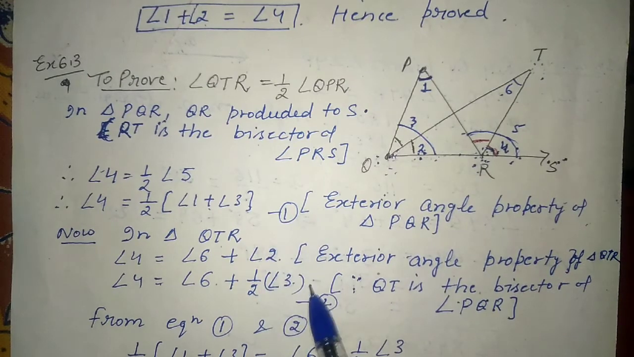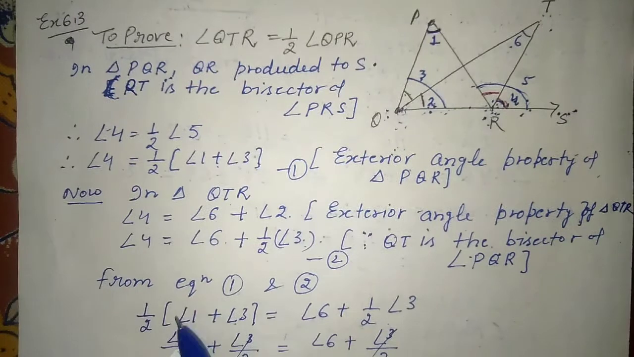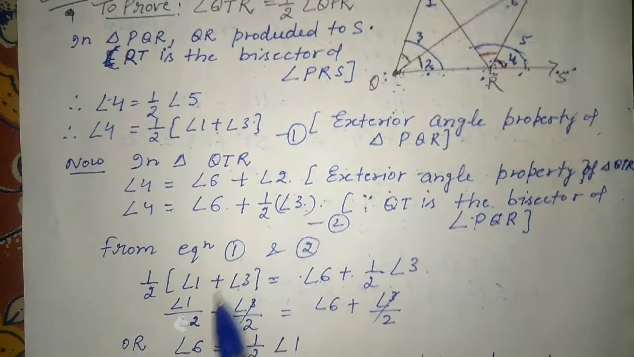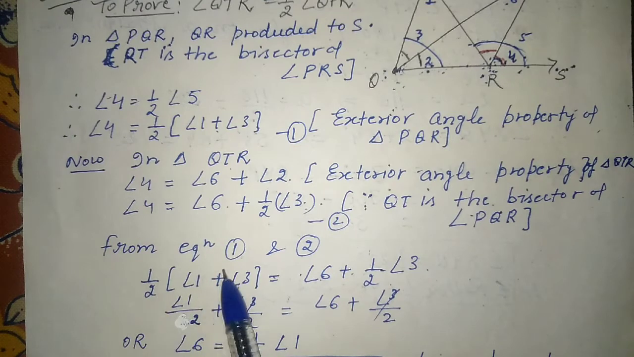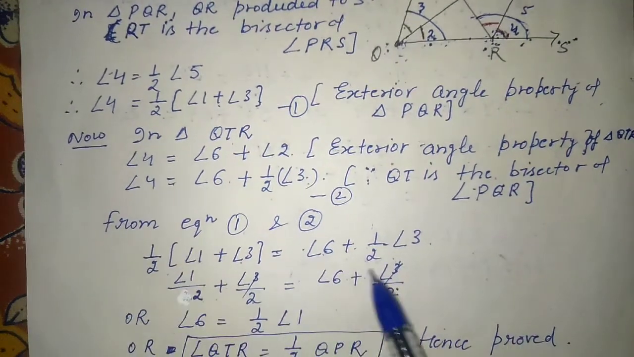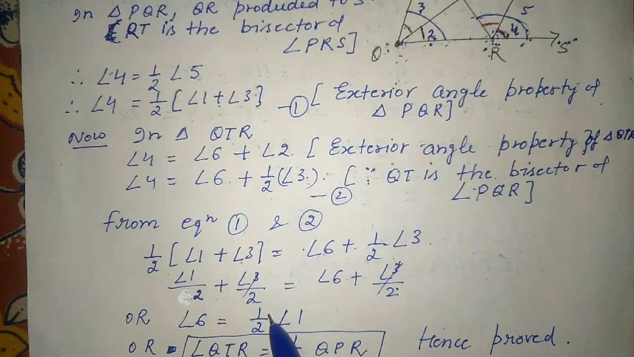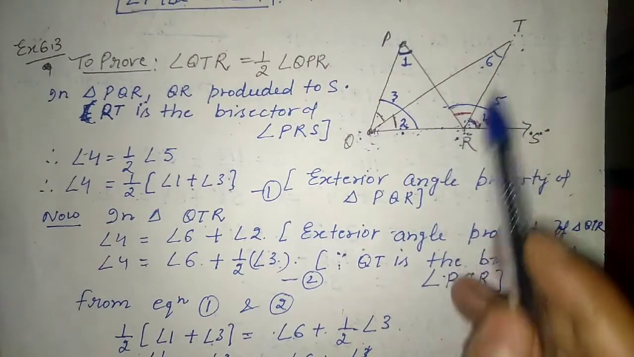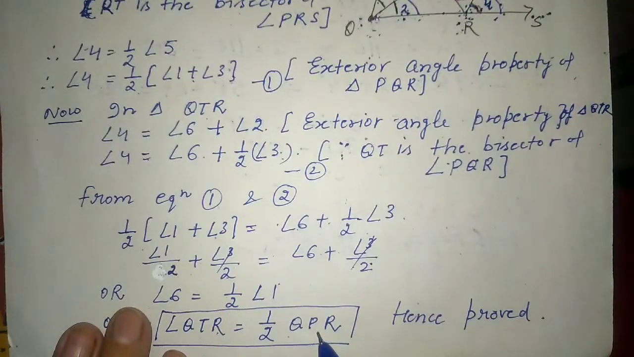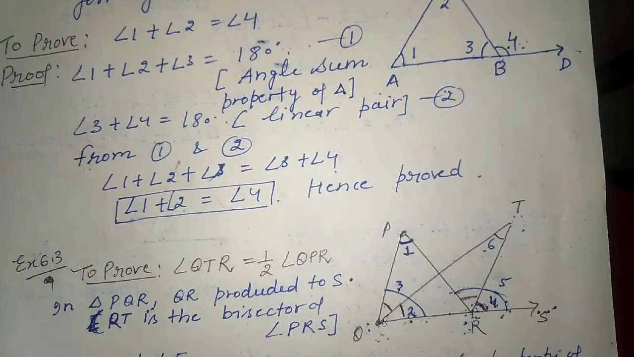Now you can see from the first and second equation, the left sides are equal, so the right sides will also be equal. So half of (angle 1 plus angle 3) is equal to angle 6 plus half of angle 3. We will multiply inside by 1 upon 2. So angle 1 upon 2 plus angle 3 upon 2 is equal to angle 6 plus angle 3 upon 2. This angle 3 upon 2 can be cut. So angle 6 is equal to half of angle 1. Angle 6 we can write as QTR, and angle 1 we can write as QPR. So this is half of angle QPR. This is the proof of the question.